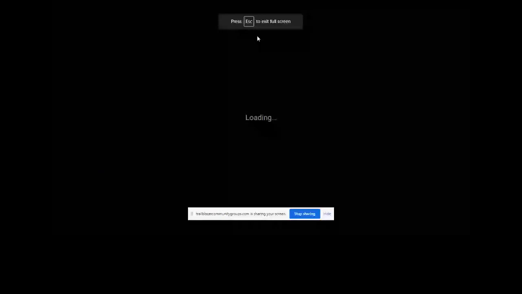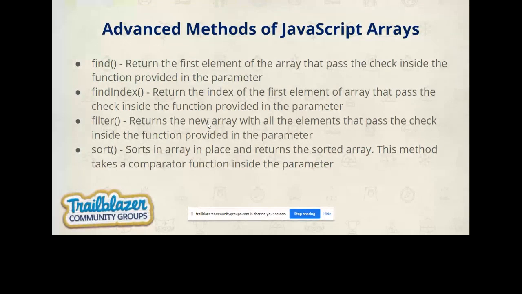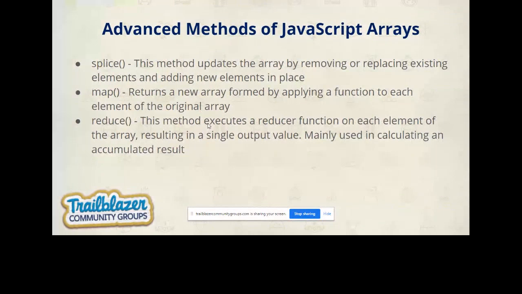So these are the advanced methods of JavaScript arrays, and I think the most interesting ones were the filter and the sort method, how the sorting is happening inside the array. And I guess the comparator function is clear to everyone. So let's move on to some more advanced methods. These are the three more advanced methods that I want to share. One is the splice method, second is the map method, and third is the reduce method.